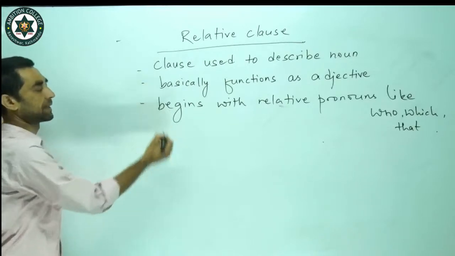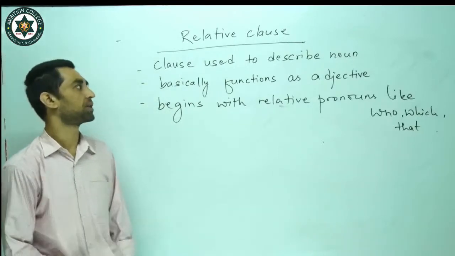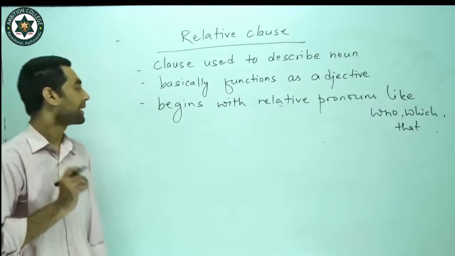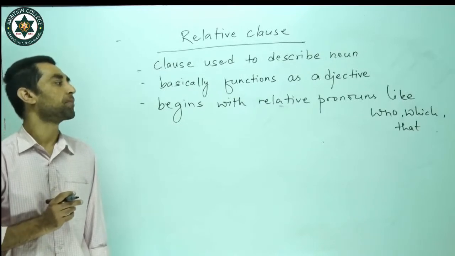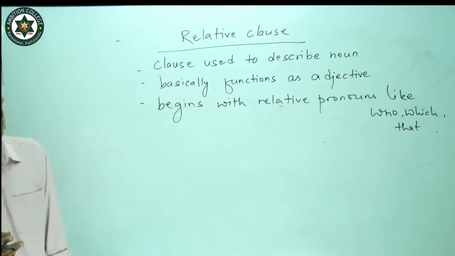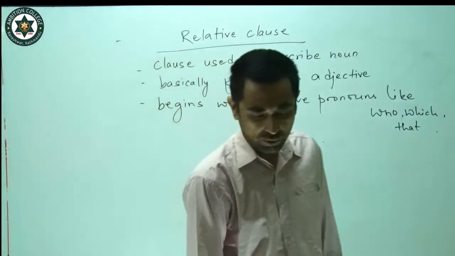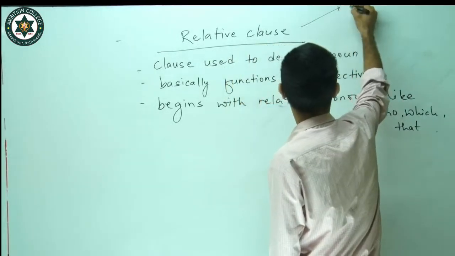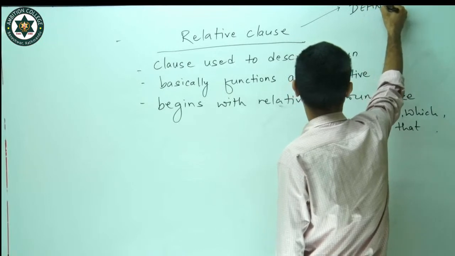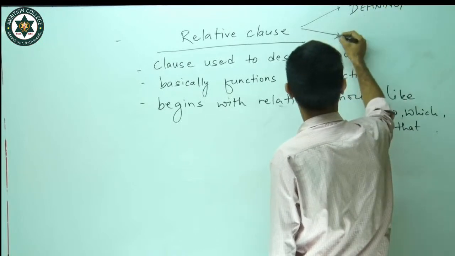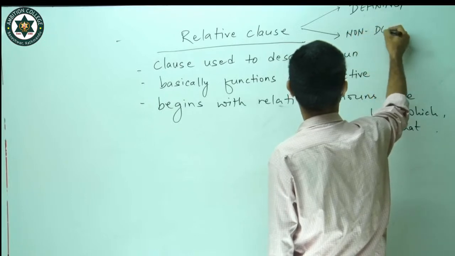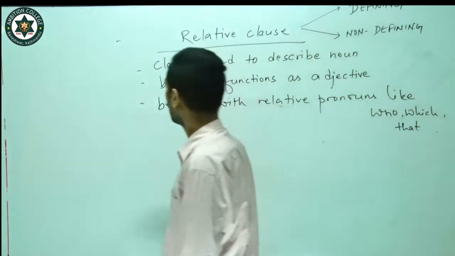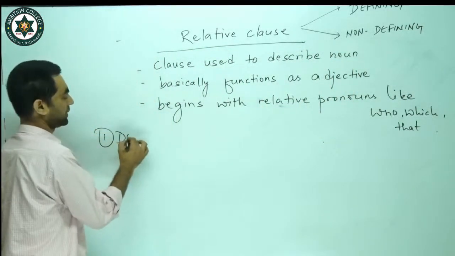So we come to know these three things about the relative clause. This is a clause used to describe the noun. This basically functions as an adjective and begins with a relative pronoun like who, which, that, and so on. Now let's come to a sentence, and now this relative clause is of two types: defining relative clause and non-defining relative clause.